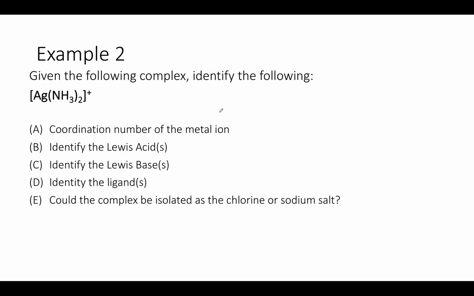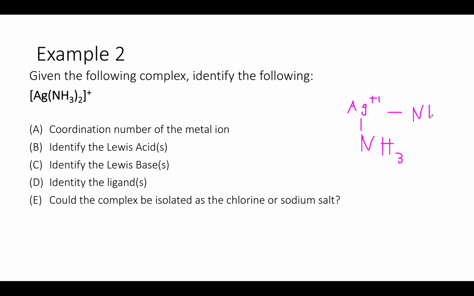Okay, given the following complex, identify the following: the coordination number of the metal, the Lewis acids, bases, and ligands, and could the complex be isolated as a chlorine or sodium salt? So let me draw this complex here. I always like to draw them. Not that you need to, but I think it's kind of fun. This is silver ion in the center, has a +1 charge, and I'll show you how you can tell in a minute that it has a +1 charge.